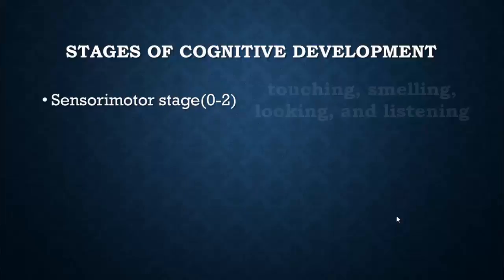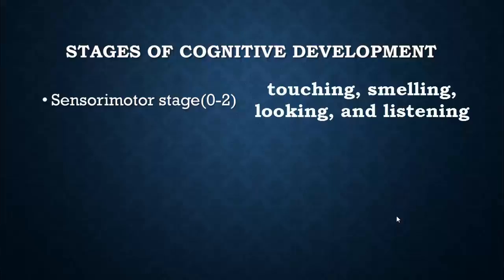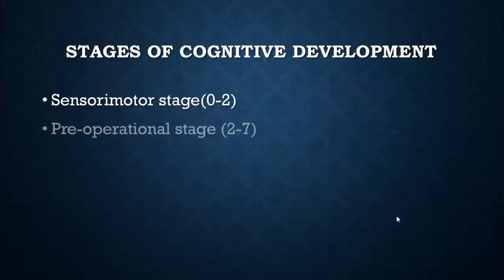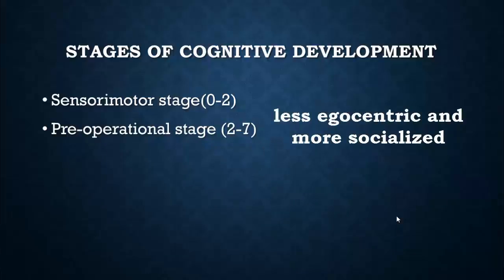Essentially, there are four stages of development in Piaget's theory. From birth to 2 years old is the first stage called sensory motor stage, during which the central objective is to acquire the capacity for internal thinking through touching, smelling, looking, and listening. And from 2 to 7 years old, children start to enter into the pre-operational stage, during which the central objective is to make intelligence less egocentric and more socialized.